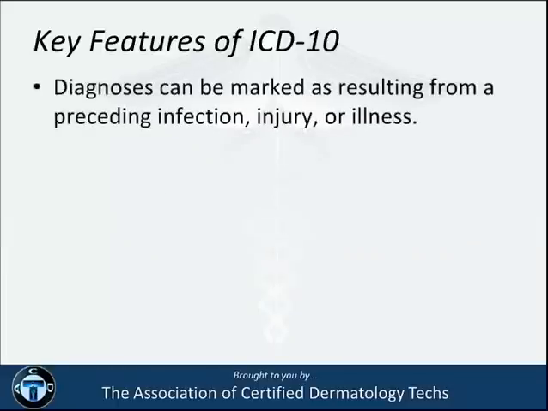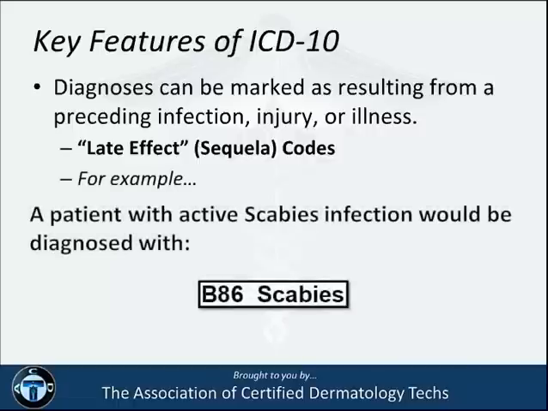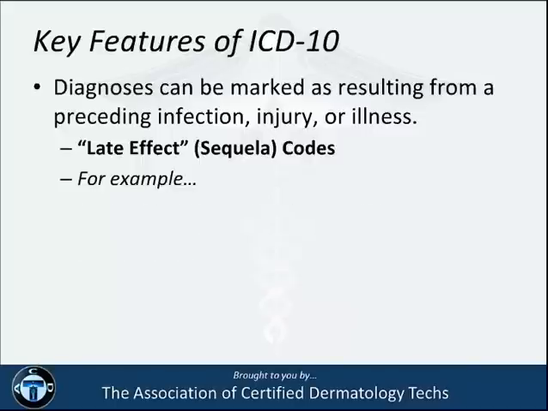And another feature that ICD-10 brings us is that diagnoses can be marked as resulting from a preceding infection, injury, or illness. These are known as the late effect or sequela codes. For example, let's say a patient comes in for their first visit and is diagnosed with scabies. The code for active scabies infection is B86, one of the rare 3-character codes that doesn't break down into a more specific code. So the patient is treated and now returns for follow-up 2 weeks later.